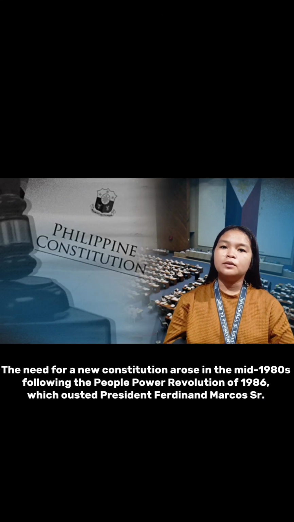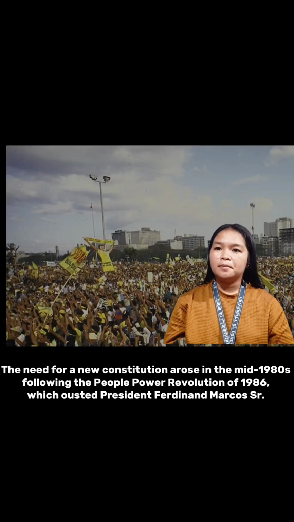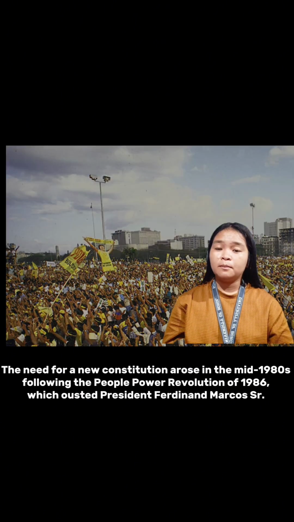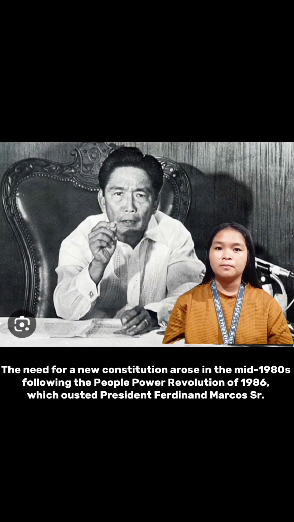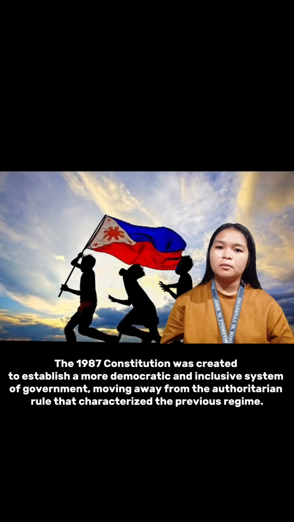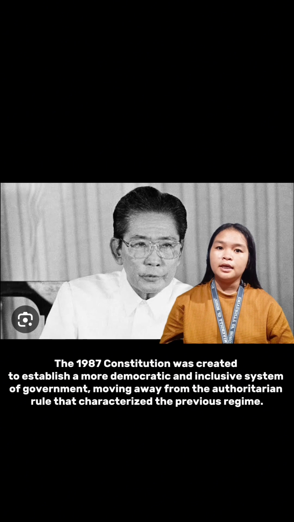The need for a new constitution arose in the mid-1980s, following the People Power Revolution of 1986, which ousted President Ferdinand Marcos Sr. The 1987 Constitution was created to establish a more democratic and inclusive system of government, moving away from the authoritarian rule that characterized the previous regime.